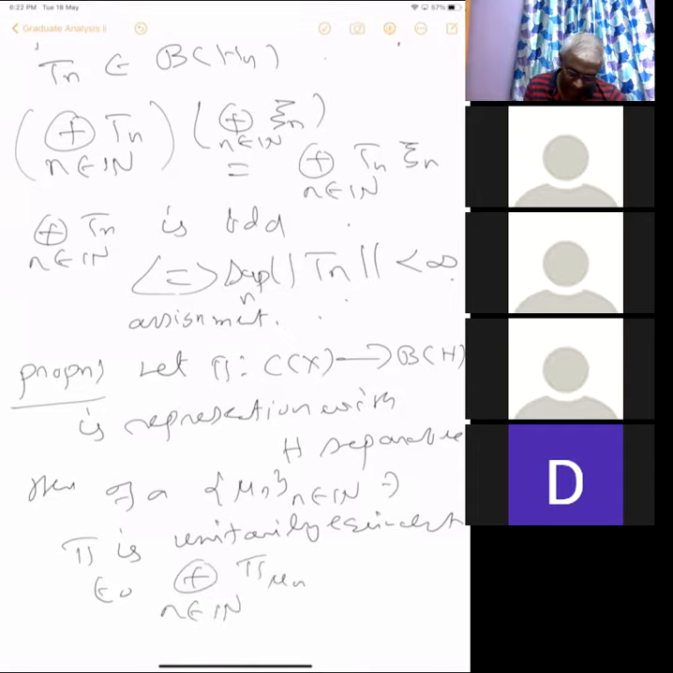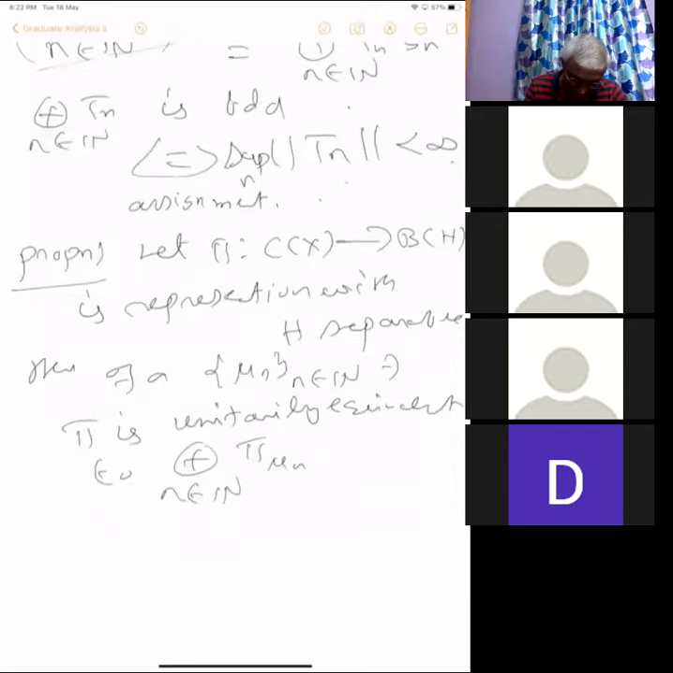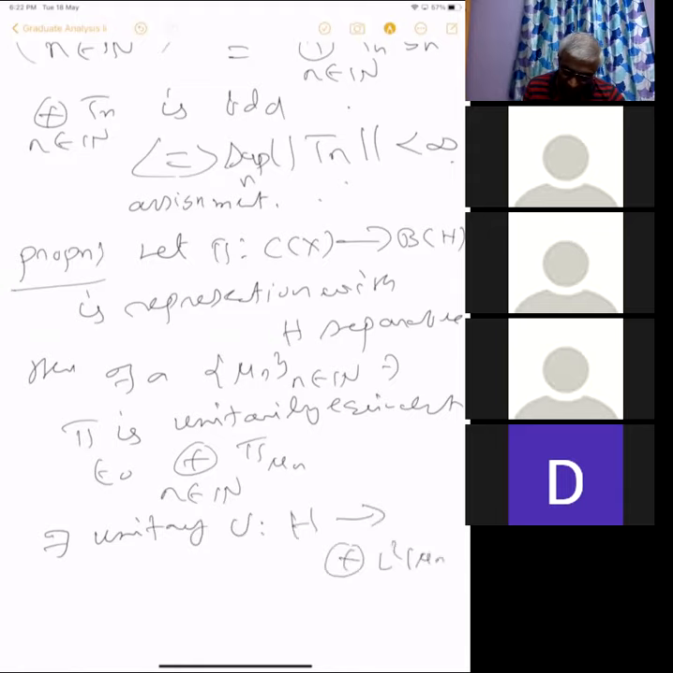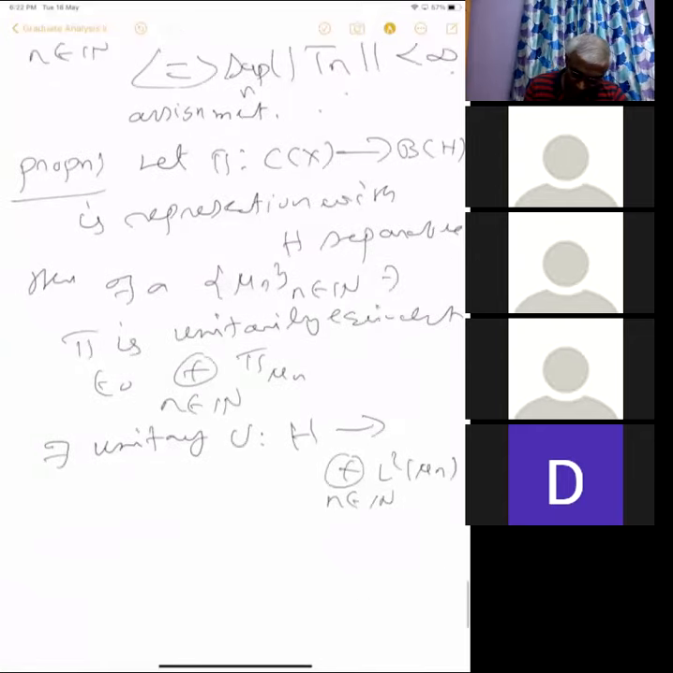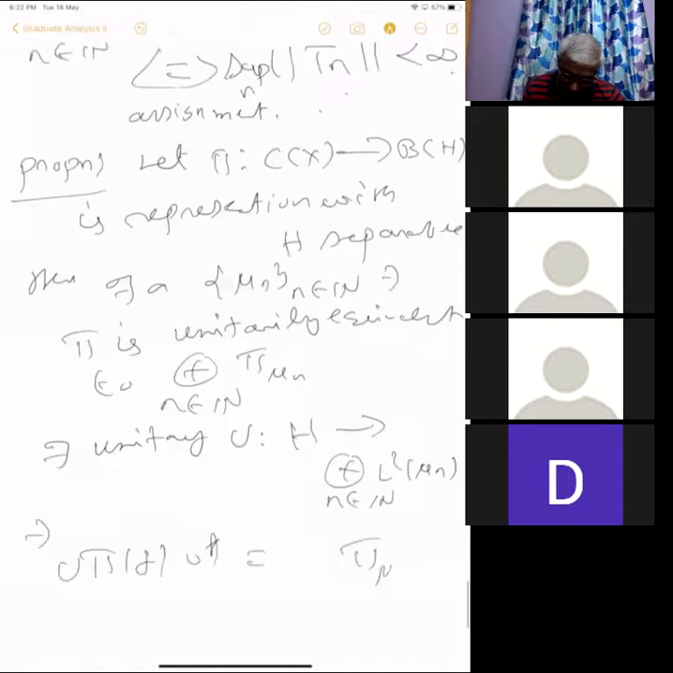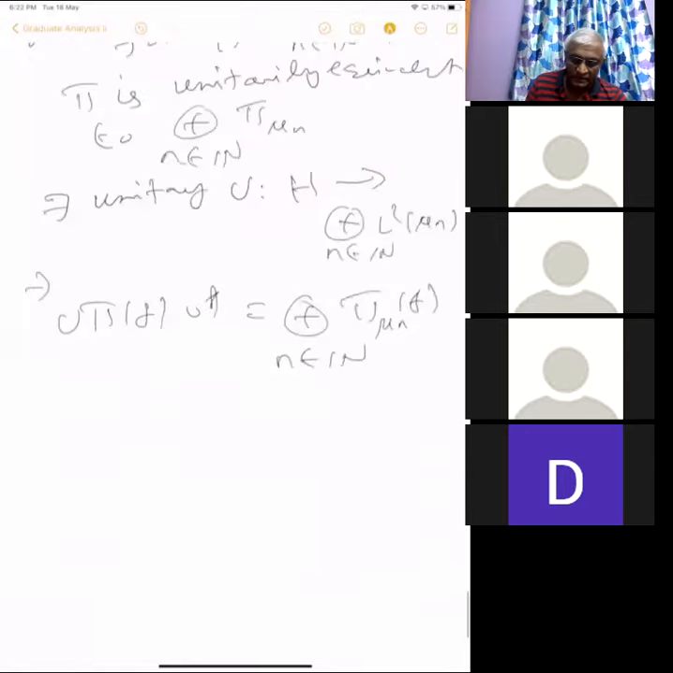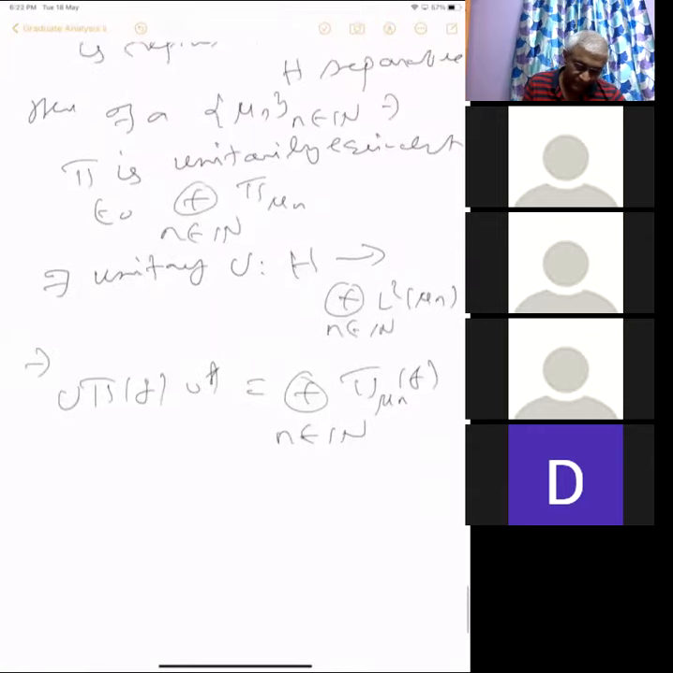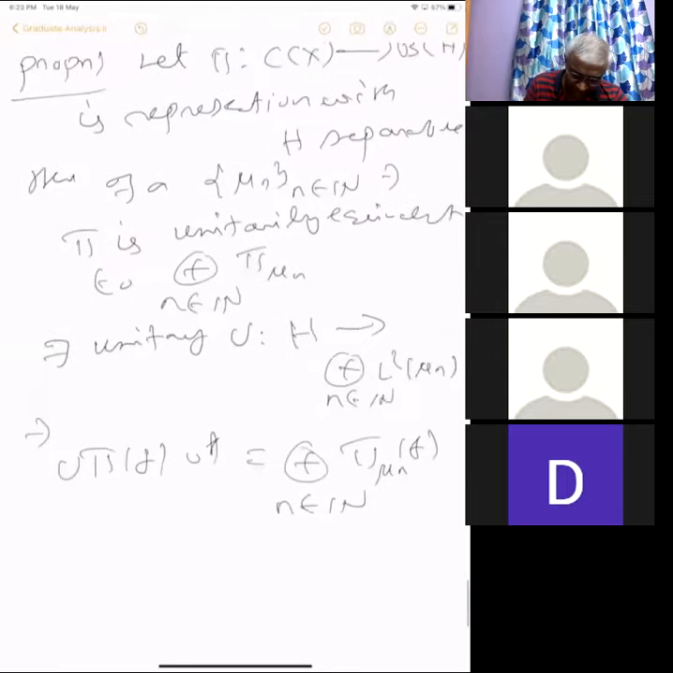What does it mean? That is, there exists a unitary U from H to the direct sum of L2(mu_n), such that pi of f looks like the direct sum of pi_{mu_n} of f. That's all. So that is what you want to prove. The proof is just this.